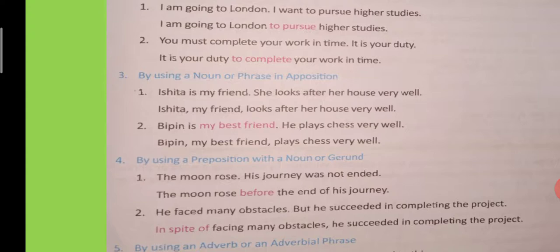The second one: Bipin is my best friend. He plays chess very well. Bipin, comma, my best friend, comma, plays chess very well.